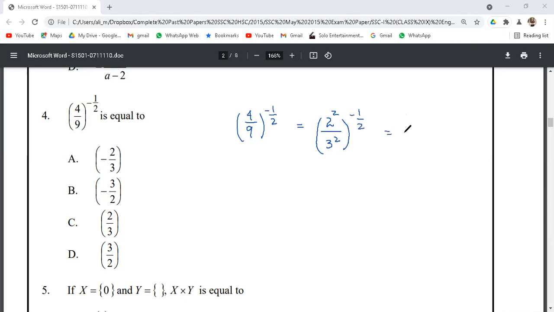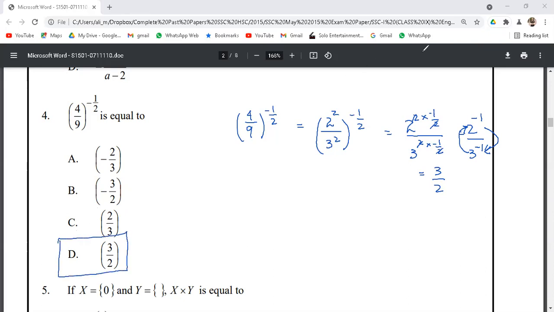So we can distribute this whole power on numerator as well as denominator. So 2 into minus 1 over 2 divided by 3 raised to the power into minus 1 over 2. So these 2 and 1 over 2 will cancel out with each other. So we will get 2 raised to the power minus 1 and 3 raised to the power minus 1. So let's bring this numerator into denominator and this denominator into numerator. So we will get 3 over 2, that is the simplified form of this expression. So the correct option we have is option D, that is 3 over 2.